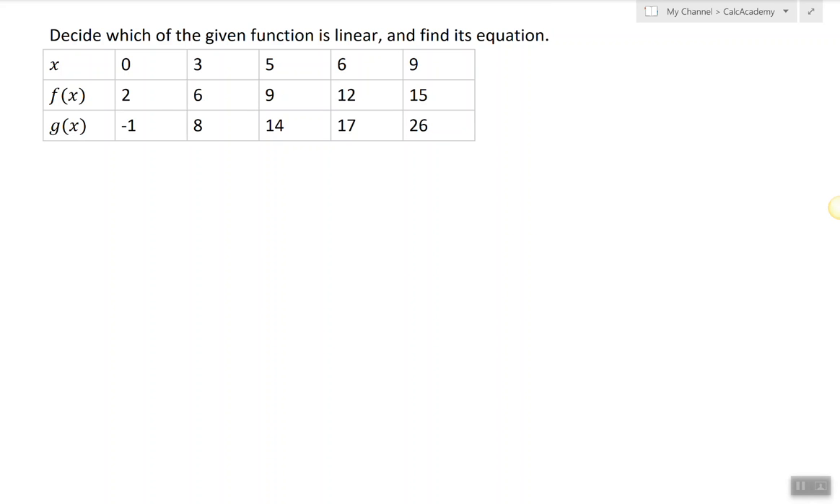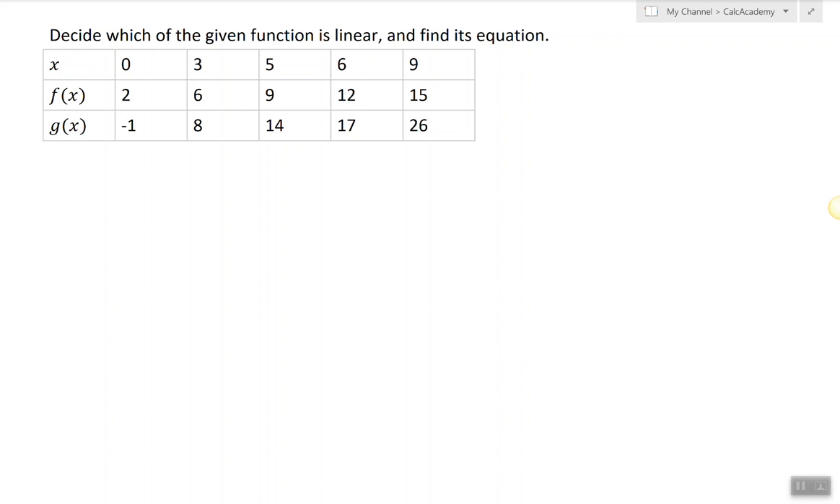In this video, I will show you how to decide whether a function is linear or not when it's given by a table. So first of all, the main feature of a linear function is its slope. That is, for every change in x, the change in y will be the same. So basically, we just want to break the function into intervals and see how the output changes as x changes.